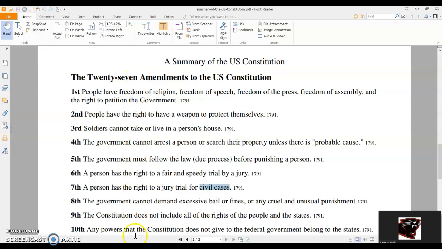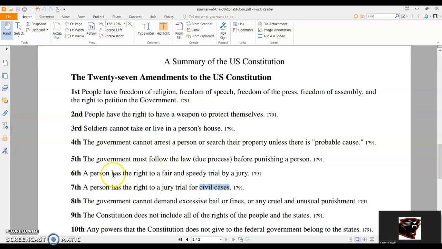So remember that. 2 basically talks about the right to bear arms. So I said I can have a gun. 3, soldiers can't live in your house. So I said you can't come in my house. 4 talks about no person can be arrested and property searched unless they have probable cause, and they can't come in your house without a search warrant. So I said 4, unless you have a search warrant. 5 ensures due process of law before you can be punished. So I said, if accused, I still have rights.